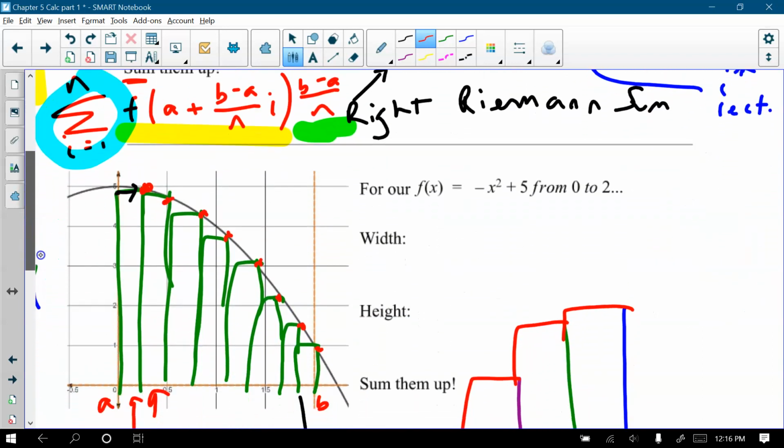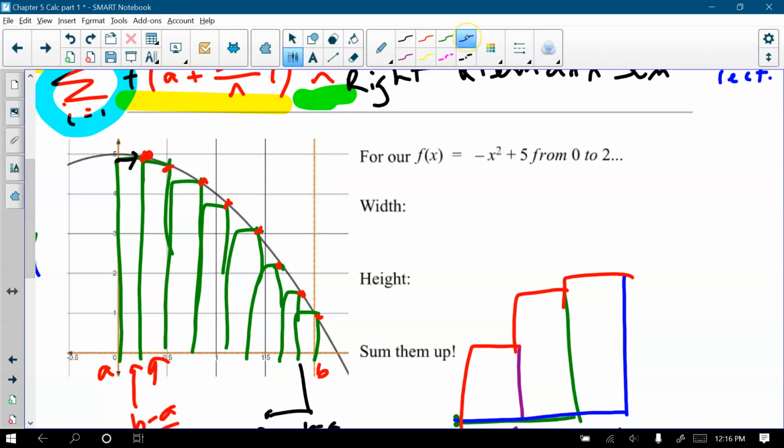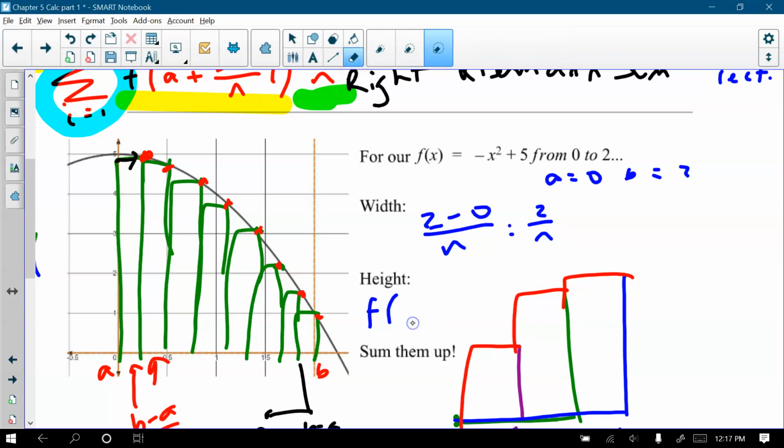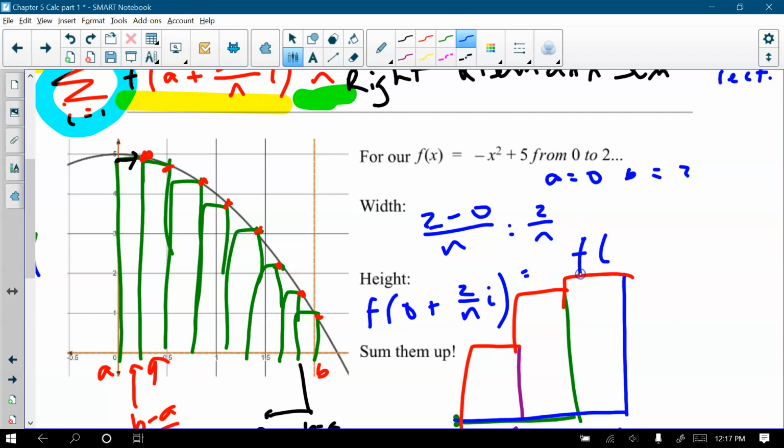Okay, now let's do the fun part. So what is our width? Well, let's say that this is a, which is 0, and let's say that b is 2. So the width is going to be 2 minus 0 over n, which is just 2 over n. The height is going to be f of a, which is 0. Oh, that's silly, Mr. Lakin. f of 0 plus 2 minus 0 over n, 2 over n i. And again, that's going to allow us to move to each rectangle because that height keeps changing. So that's going to be f of 2 over n i.